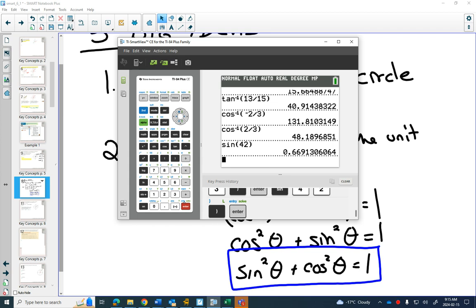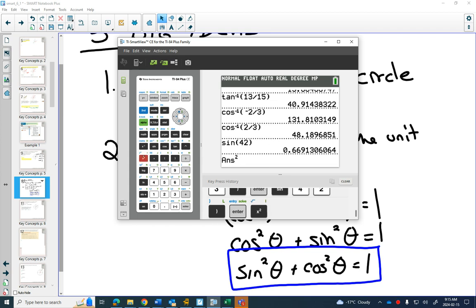Square that, right? If I just take that answer and I square it, what is 0.66913066064? And hopefully you know the other decimal places, and you square it, right? Were you close at 0.4477?